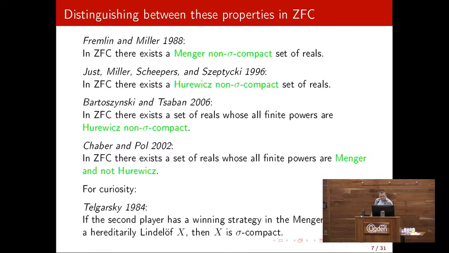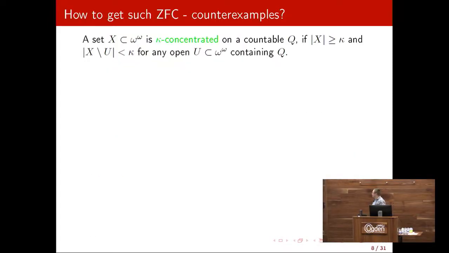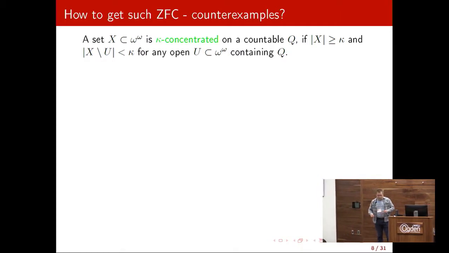And for curiosity, if you go to a yet stronger property, namely the Menger game, you can associate a game in which the first player gives you an open cover and the second responds by choosing a finite subset of it. And now again, the second player wants to cover the whole space. If the second player has a winning strategy on a hereditarily Lindelöf space X, in particular on a metrizable space X, then X must be sigma compact. So if you push slightly further, you collapse it to sigma compactness. Good. Now, how do people get these ZFC counterexamples?